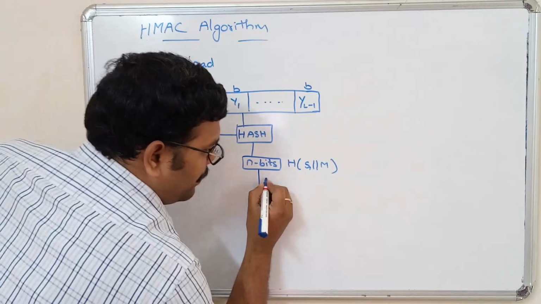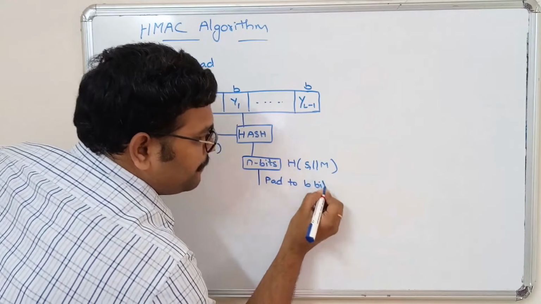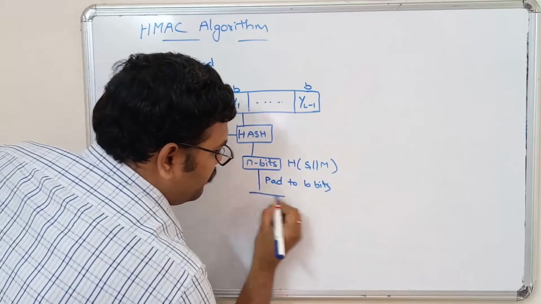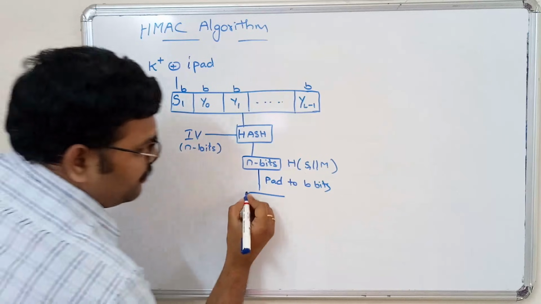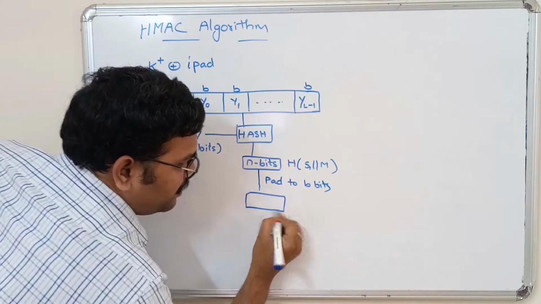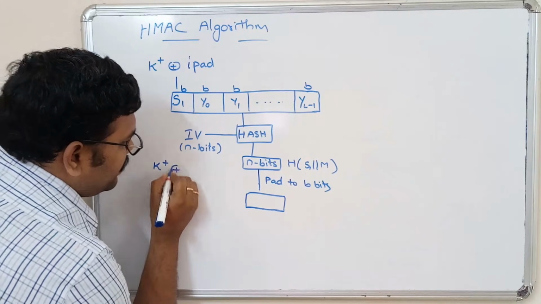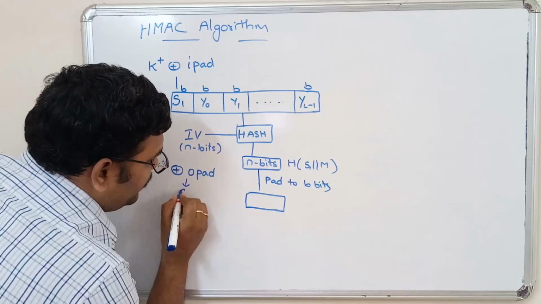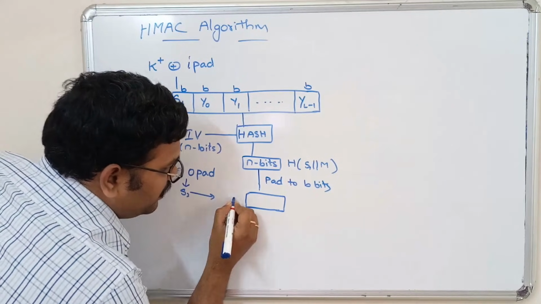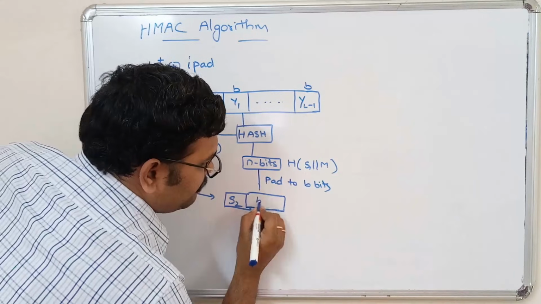Now again pad to B bits length, so that after padding we will get again a B bits length. Now again apply K plus XOR with OPAD, we will get S2, which is appended to here. So S2 is appended to here. Here it is a B bits length.